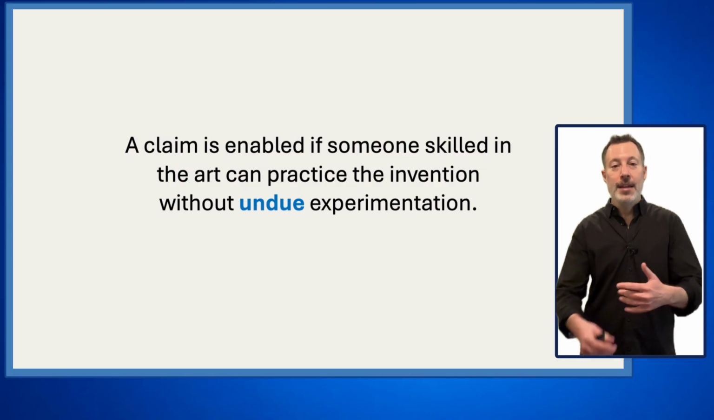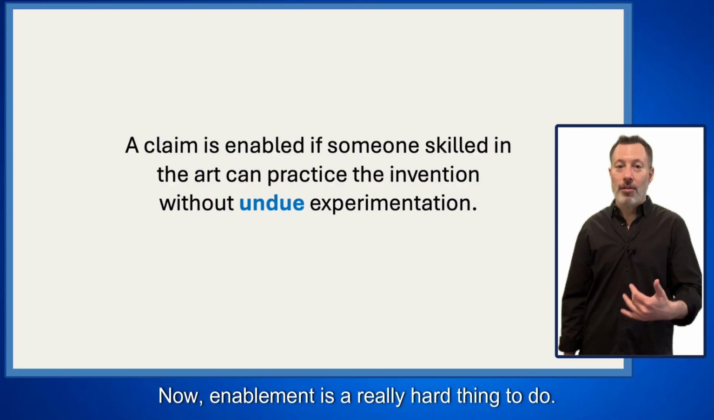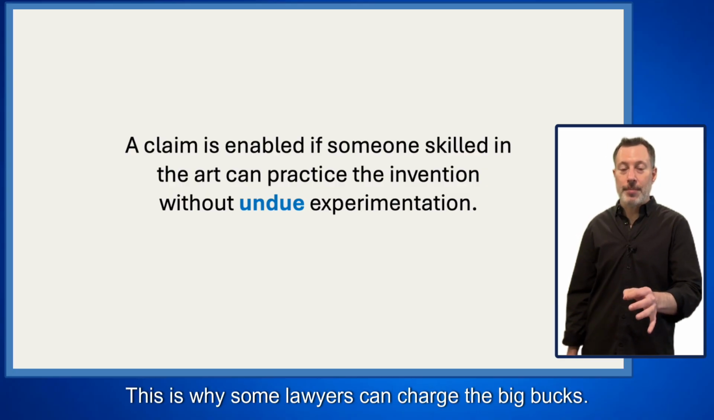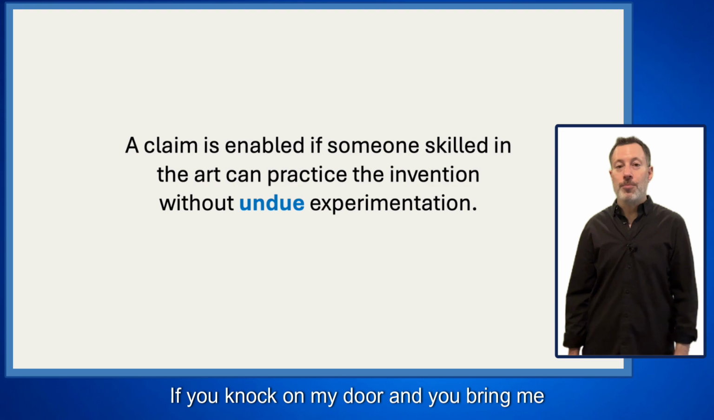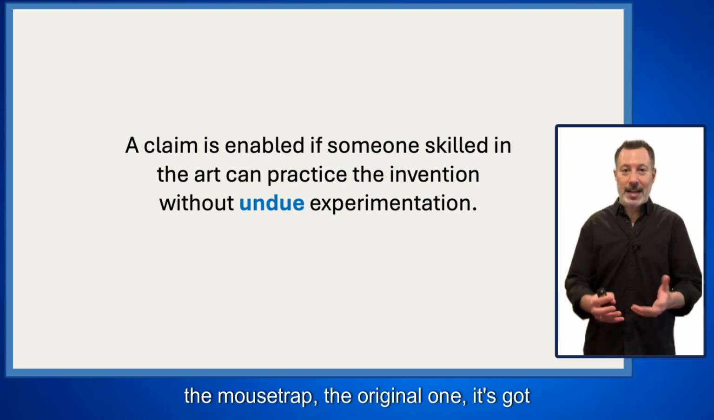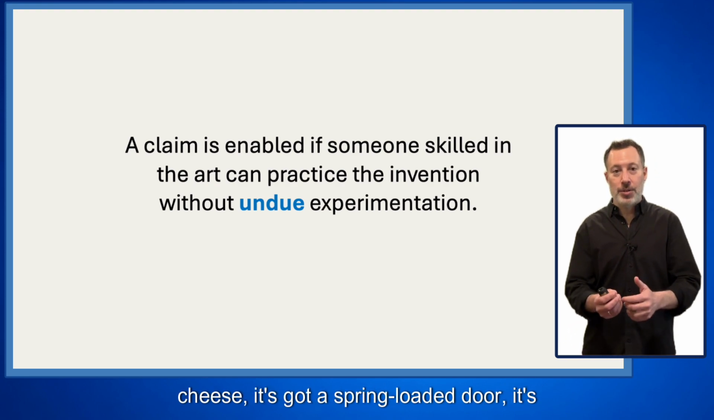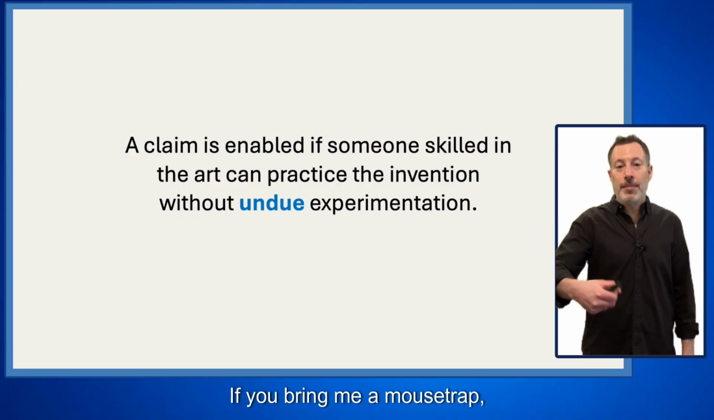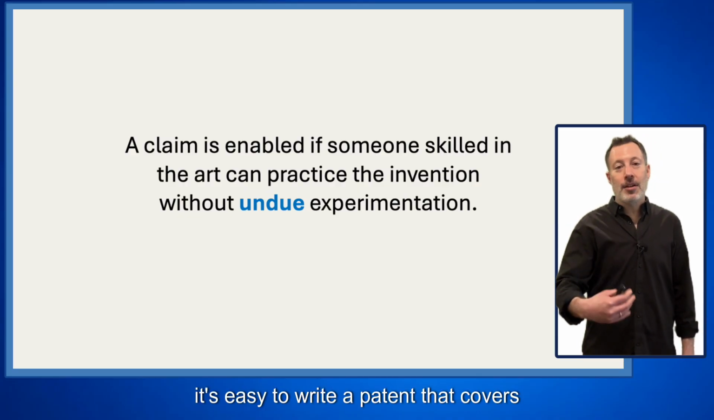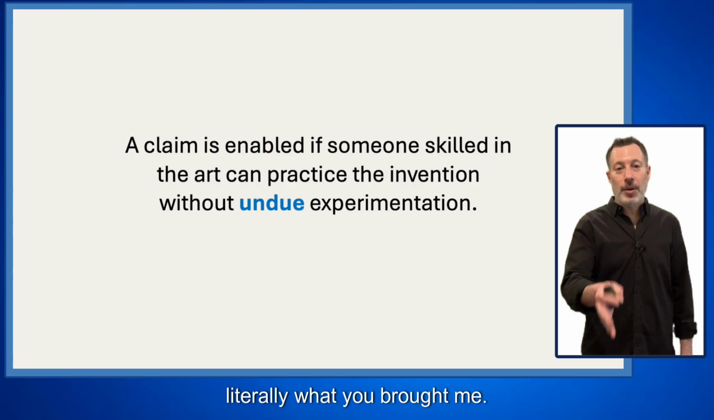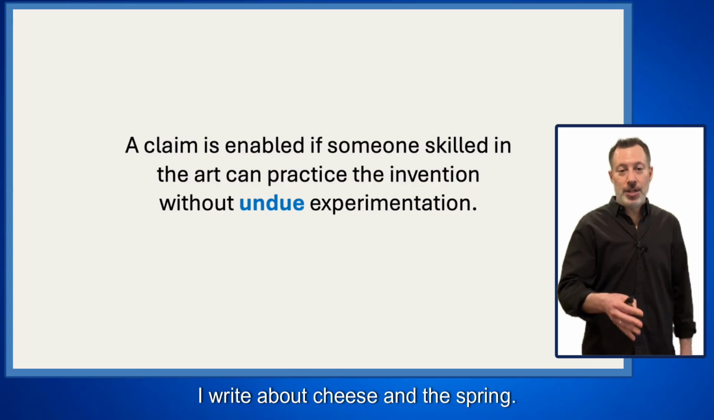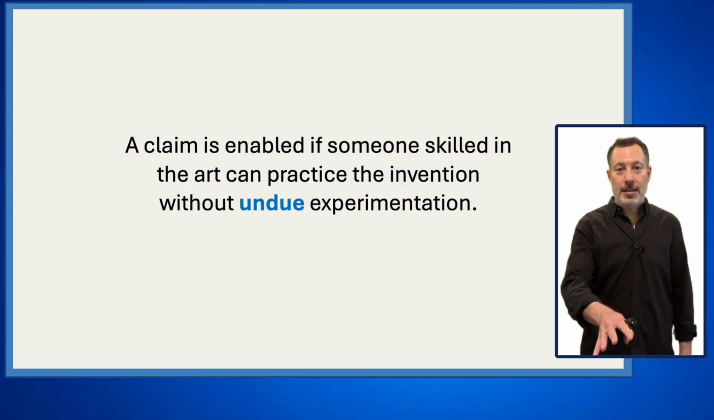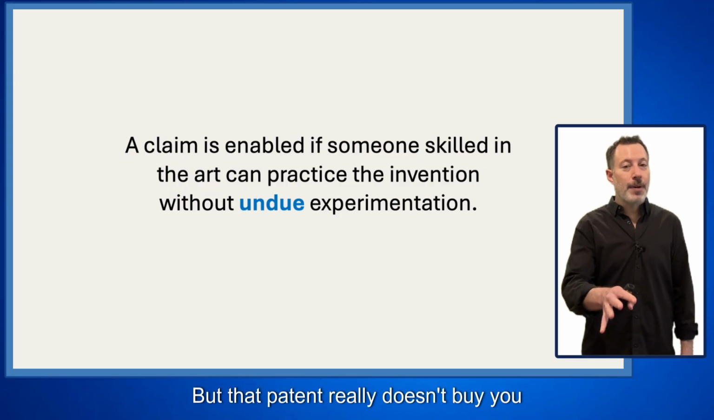Now, enablement is a really hard thing to do. This is why some lawyers can charge the big bucks. If you knock on my door and you bring me the mousetrap, the original one, it's got cheese, it's got a spring-loaded door, it's got a portable container so I can carry the mouse later. If you bring me a mousetrap, it's easy to write a patent that covers literally what you brought me. I write about cheese and the spring, I even sketch the thing you put on my desk, easy. But that patent really doesn't buy you enough.